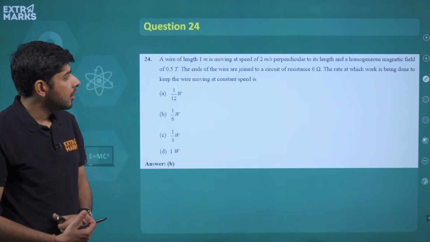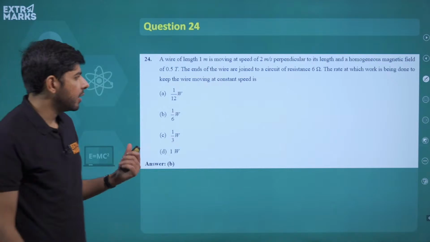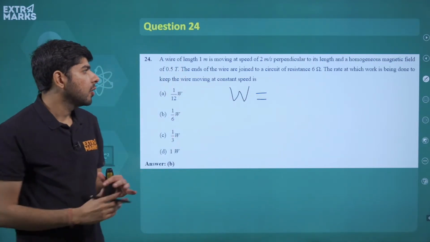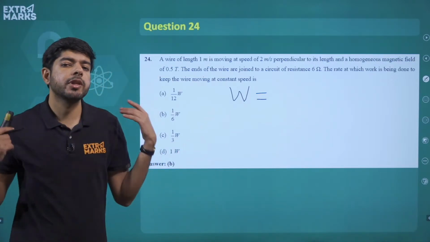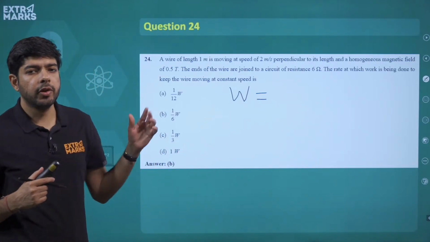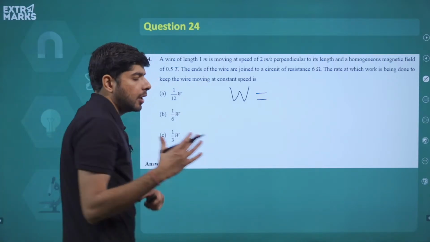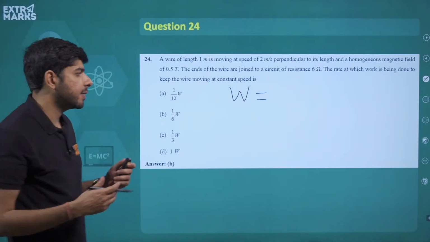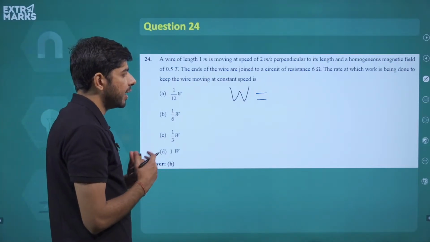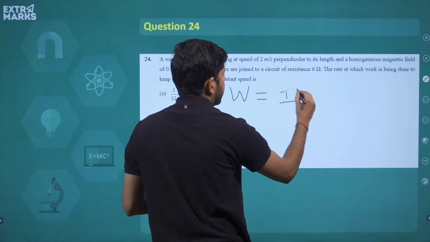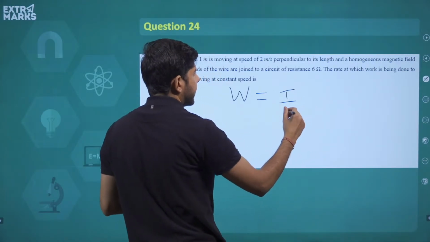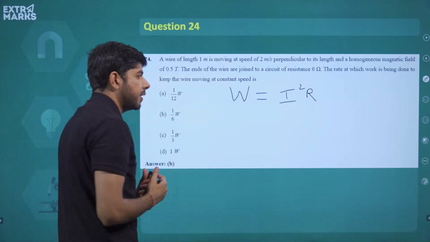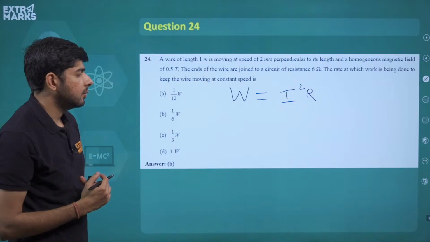Okay, wire is moving, rate at which work done. So work done, basically guys, when a wire is moving through a field, we know that there will be motional EMF and current will flow. And what is work done, guys? Work done is basically the work done to move it, and that is the amount of heat generated due to current, which is I square R, right? That is your work done.